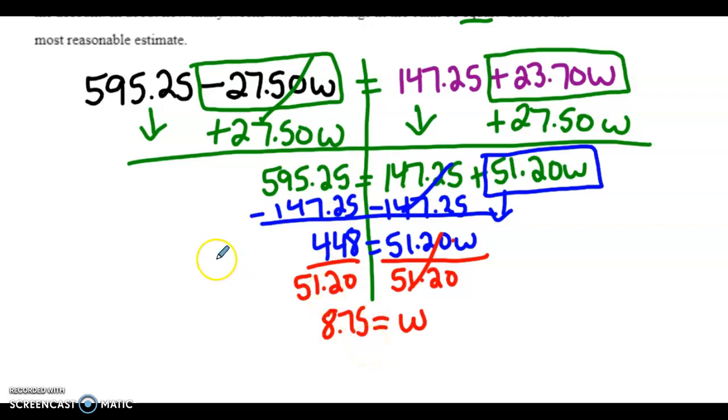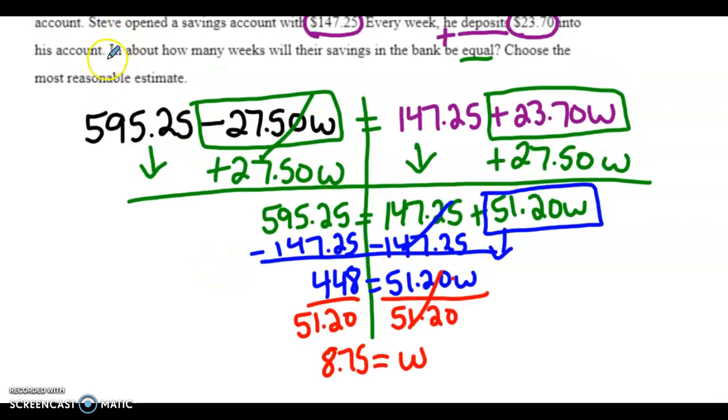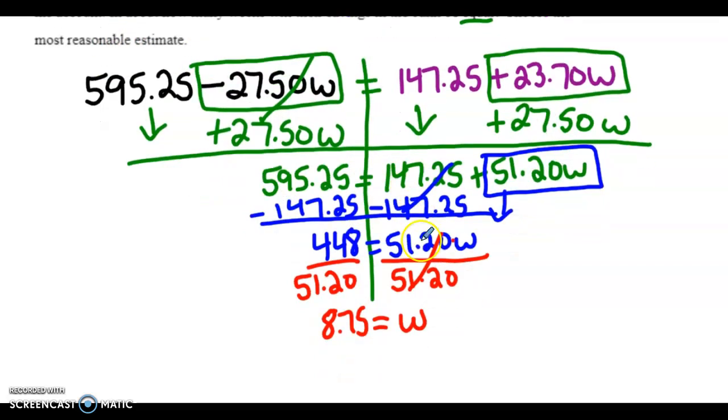Now remember, it said, what is the most reasonable estimate? So we want to know about how many weeks. So 8.75 would be the closest to like 9 weeks. So in approximately 9 weeks, they would have the same amount.